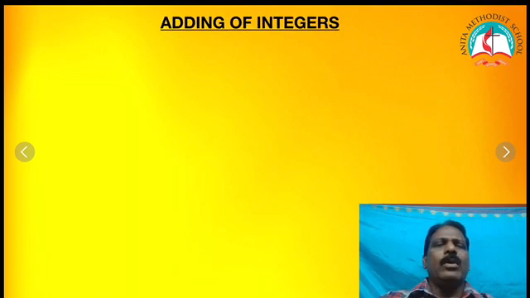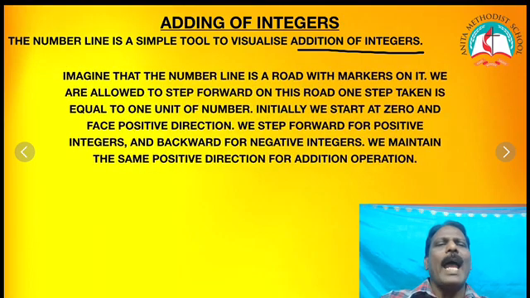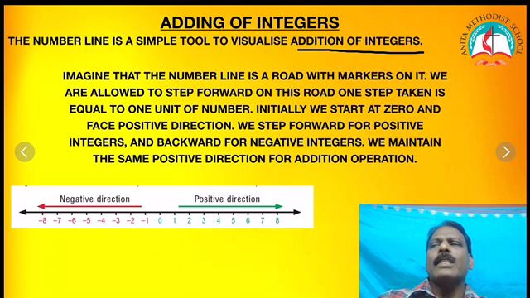Okay, now how do you add integers? Adding of integers. The number line is a simple tool to visualize addition of integers. So the number line is very useful for adding integers. Imagine that the number line is a road with markers on it. We are allowed to step forward on this road. One step taken is equal to 1 unit of number.